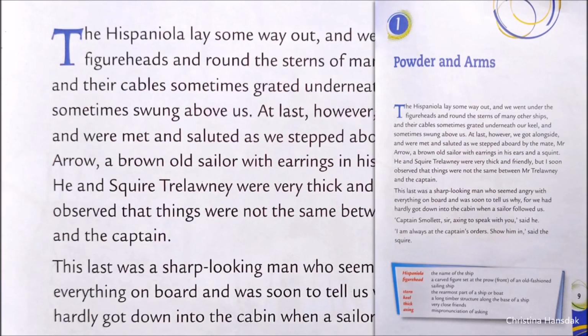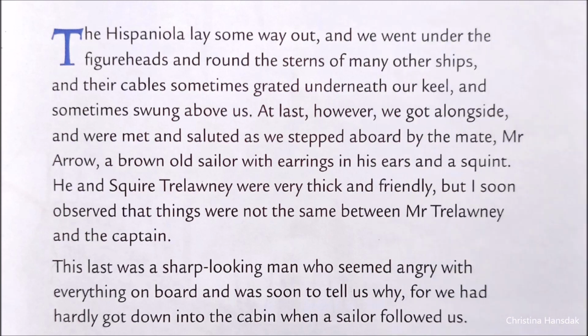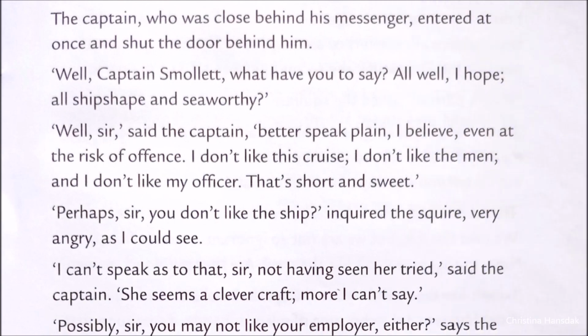Welcome back to the lesson Powder and Arms, authored by Robert Louis Stevenson. Jim Hawkins, the narrator, boards the ship, where he meets Mr. Arrow, the first mate, and Captain Alexander Smollett. He immediately witnesses a tense exchange between Trelawney and the captain. The upright captain plainly states his dissatisfaction with the treasure voyage. He declares that he doesn't like the cruise, he doesn't like the men, and he doesn't like his officer.